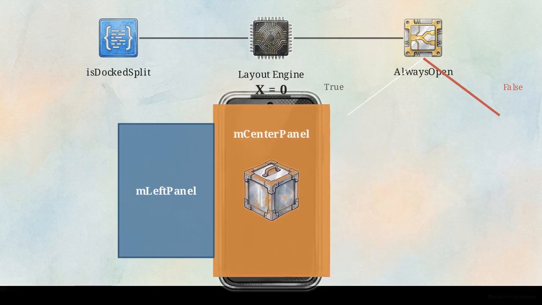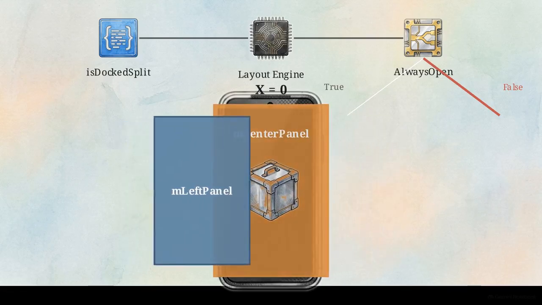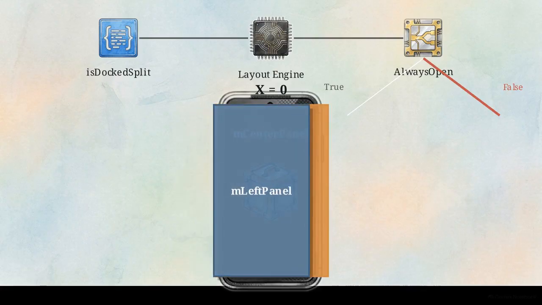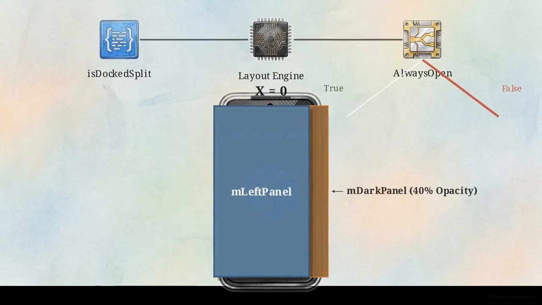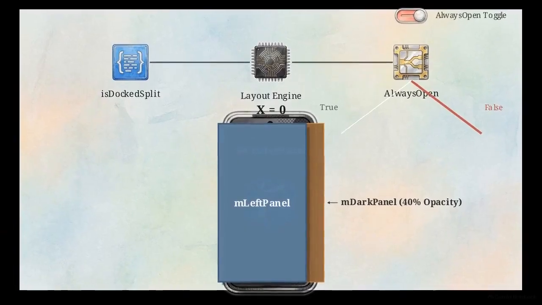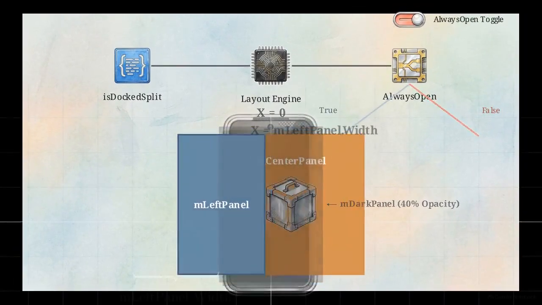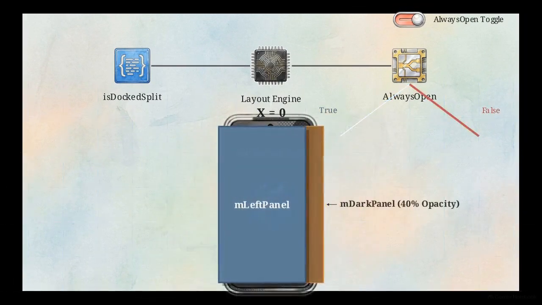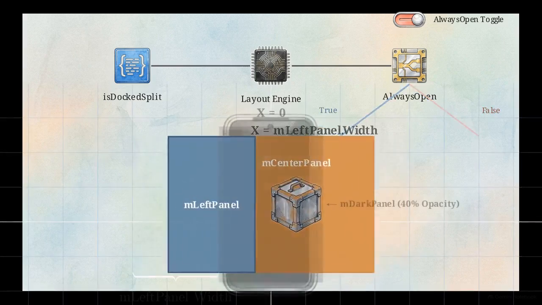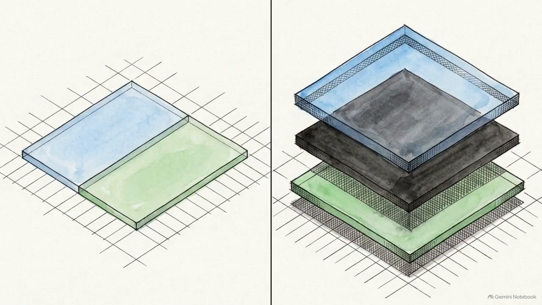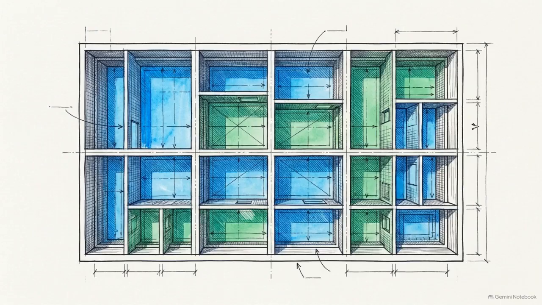When this evaluation is false, the center panel ignores the left boundary and resets its x-coordinate to 0, filling the horizontal plane. To compensate, the left panel slides over the content payload into a higher z-axis layer. To delineate these stacked layers, the engine injects mDarkPanel, calculating a 40% opacity to dim the background while the left panel is active. Manipulating the always-open Boolean allows engineers to execute a transition from a flat, docked split grid into an overlapping Z-stack without ever forcing a rebuild of the DOM or the view hierarchy.